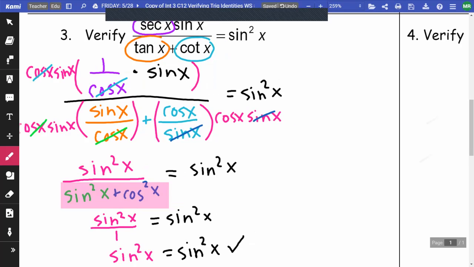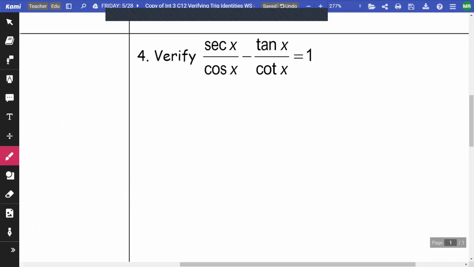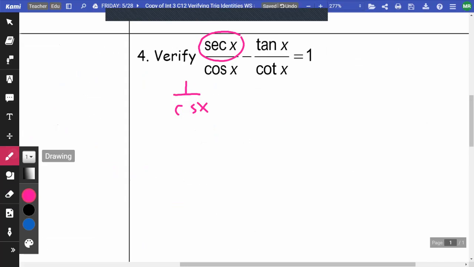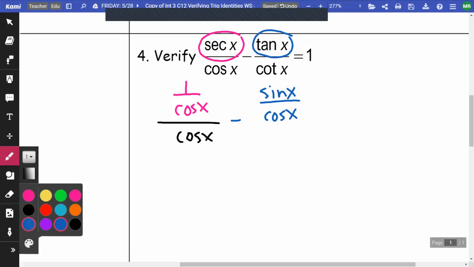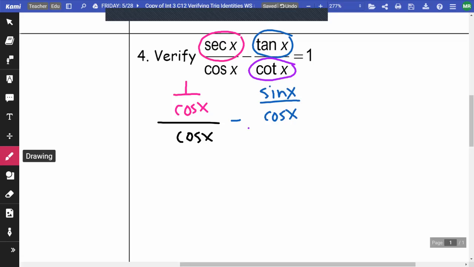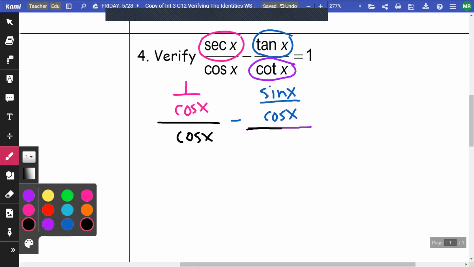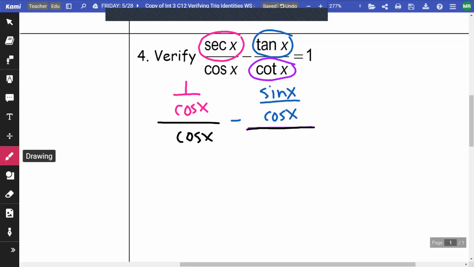On number 4, we're trying to get a 1. Again, I'm going to rewrite each of these. So secant x is going to be 1 over cosine x. Let me write that better. 1 over cosine x. I haven't done anything with that yet. And then tangent x is going to be sine x over cosine x. And then my cotangent x is going to be cosine x over sine x.